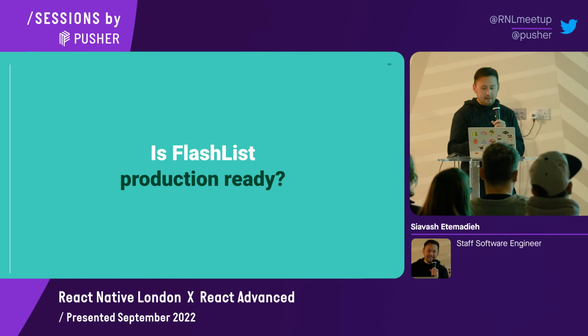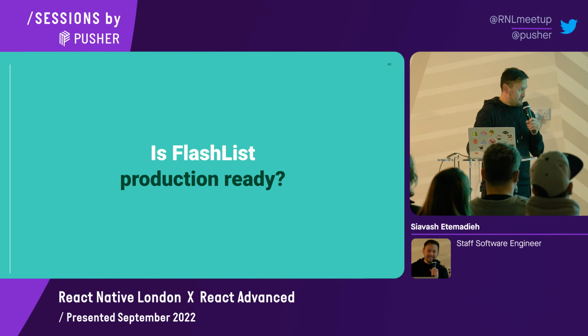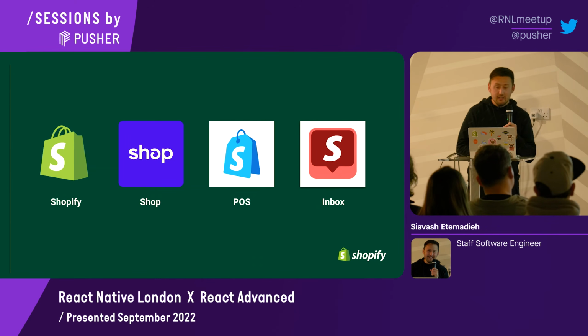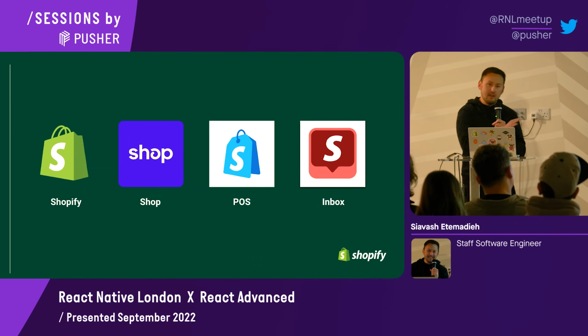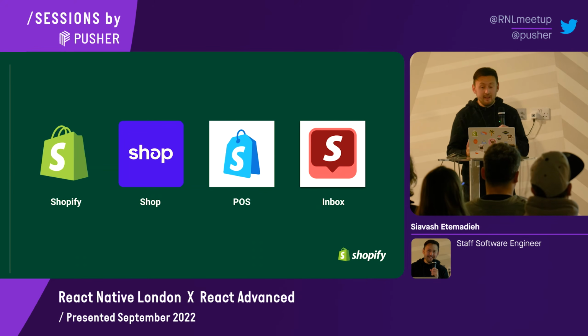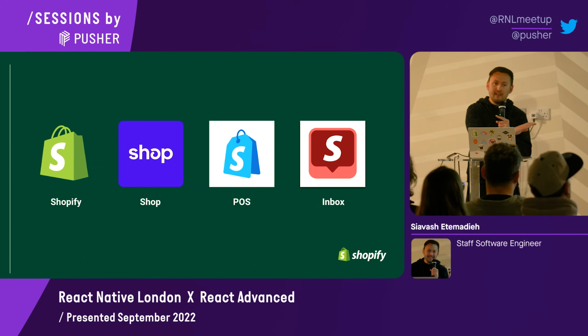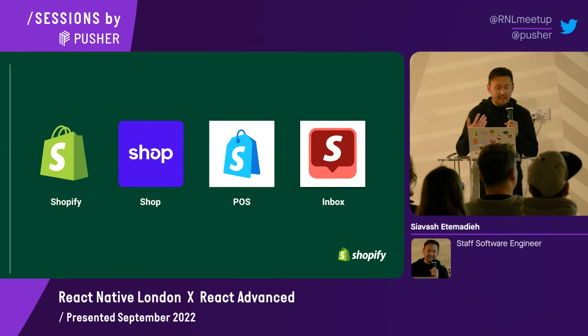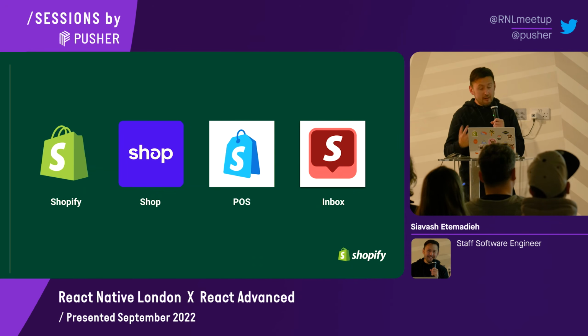So is FlashList production ready? At Shopify, we've been using FlashList for several months now. It's shipped 100% pretty much on all of our applications. And we've ironed out as many issues as we've seen, and I actually think the open source version is operating really reliably for us. And we've obviously had great feedback from product teams, customers, and merchants on this.